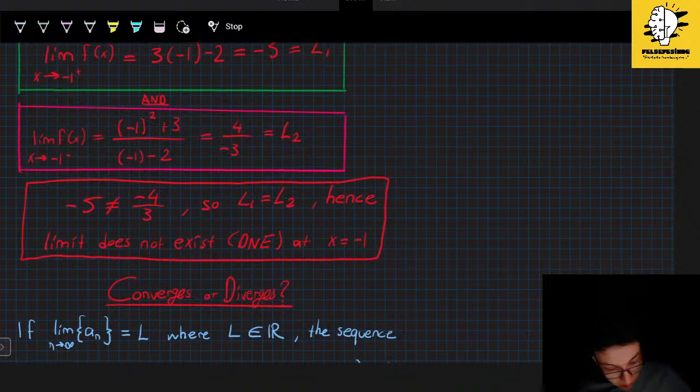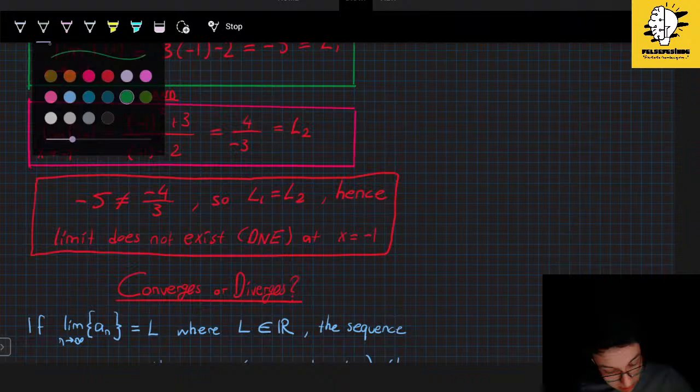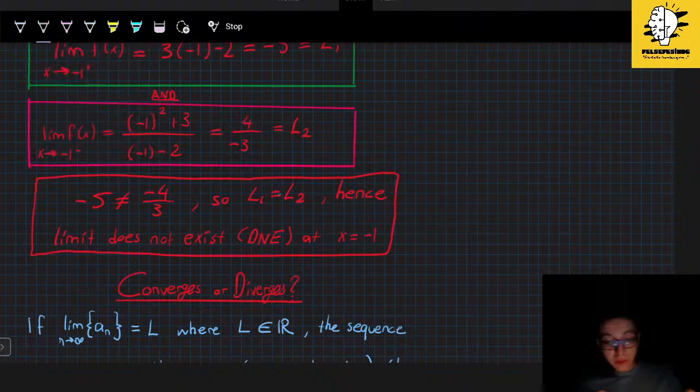So in the IB exam, you have to write a statement just like this. Minus 5 is not equal to minus 4 over 3, so L1 is not equal to L2. Therefore, we will say that the limit does not exist at x is equal to minus 1. I hope this is clear.